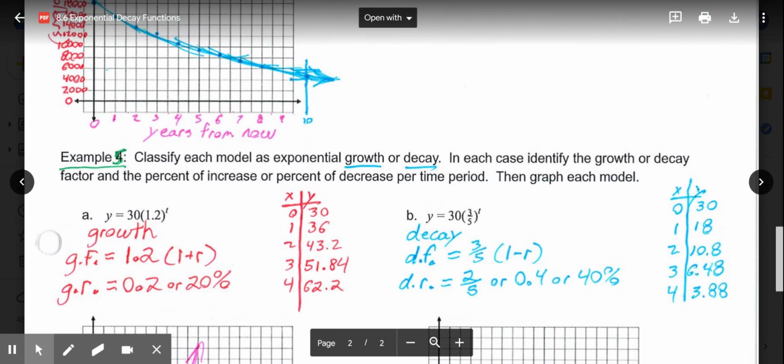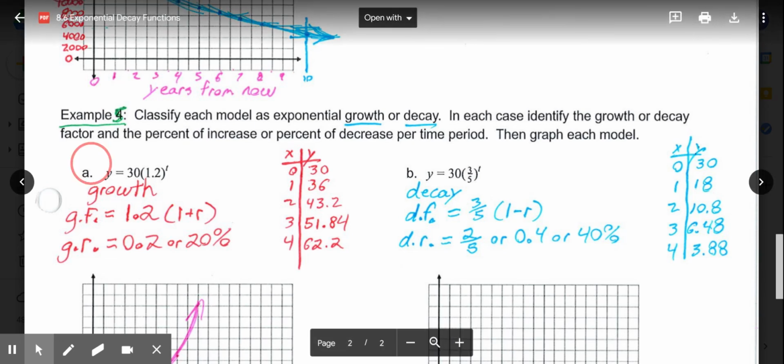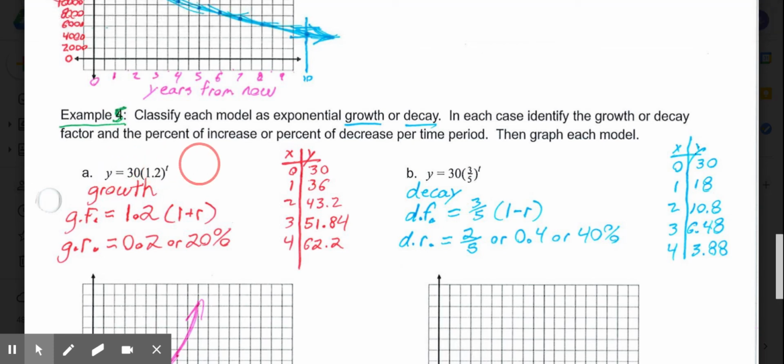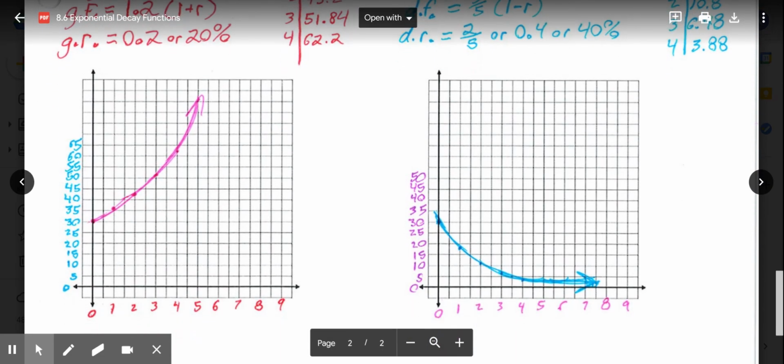And then let's look at the last part of A and B here in example 5. They want us to graph each model. So in this case, if this is my model, y equals 30 times 1.2 to the t, I want to pick 5 values to put in here for t. Then whatever answer I get will be my y value. So if I put a 0 in here, anything to the 0 power is 1, so y would just be 30. So this graph is starting over 0, up 30.